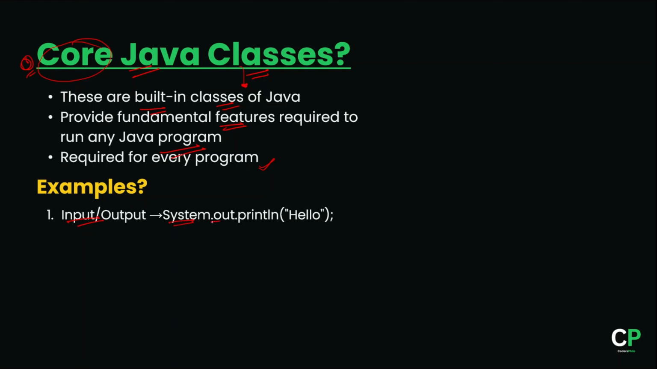For example, System.out.println("Hello"). If you are not familiar with this, this is basically used to print anything on the console. We will learn about it in detail. So this System class is part of the core Java classes, because it provides the core fundamental features required to execute any program. Since input and output is a fundamental feature, it is required for running any program. So it is part of the core Java classes, and it is used to print the output to the console.